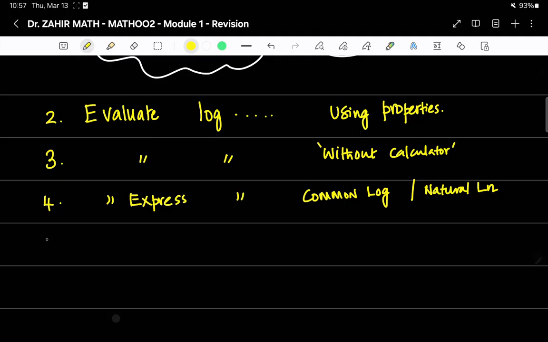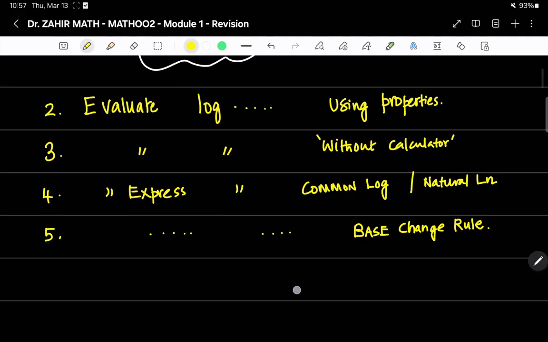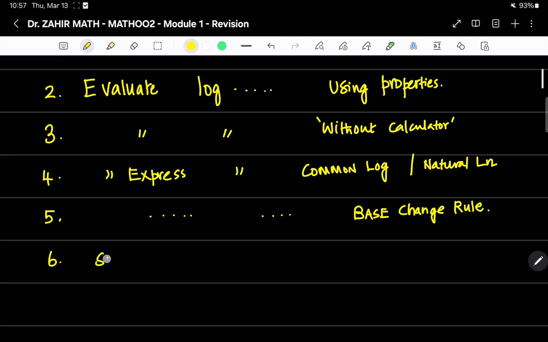The next I'm going to teach you is the same: evaluate or express using the base change rule. What is the next rule? Base change rule I'm going to teach you. That means I'm going to give you practice questions, right? The next I'm going to solve exponential equations. These things are very important.